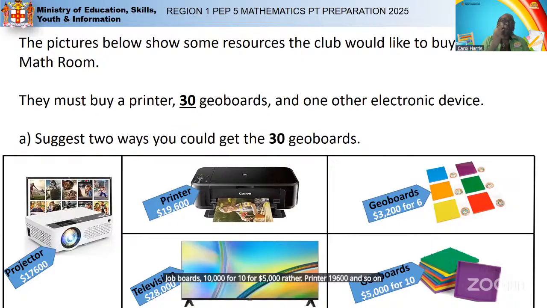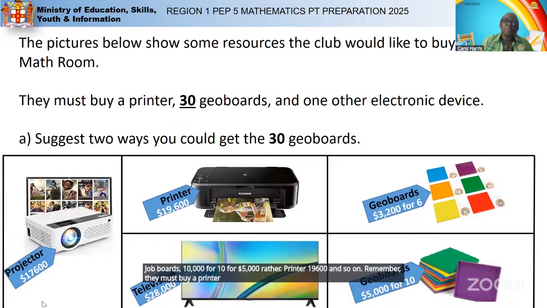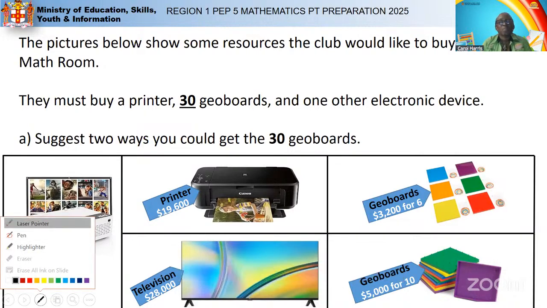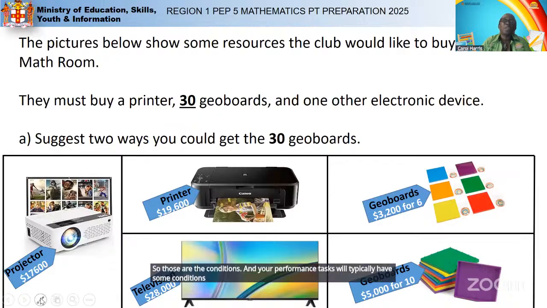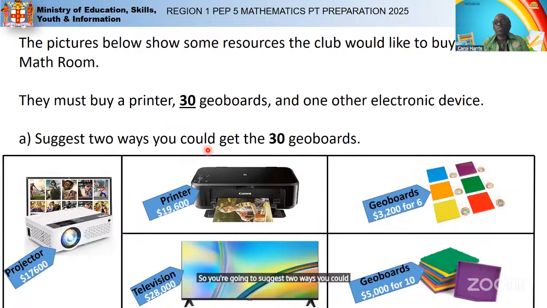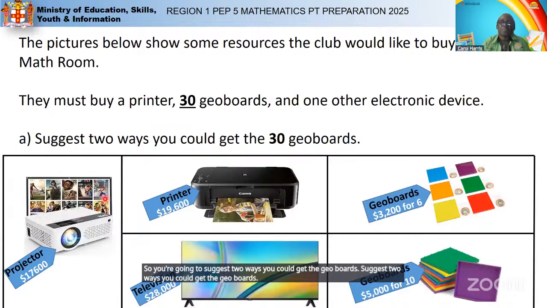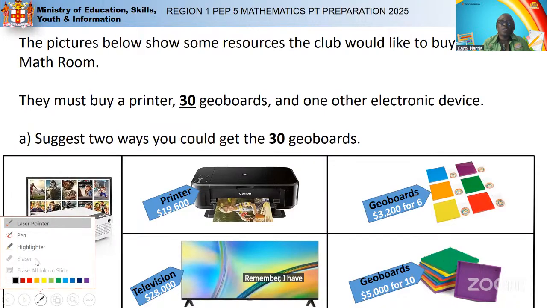Remember, they must buy a printer. They're to buy 30 gearboards and one other electronic device. So those are the conditions. And your performance tasks will typically have some conditions for you to follow that you must be guided by. So you're going to suggest 2 ways you could get the gearboards. Remember, I have gearboards coming either 6 for $3,200 or 10 for $5,000. I'm not just buying gearboards. I want you to suggest 2 ways you could get the gearboards.